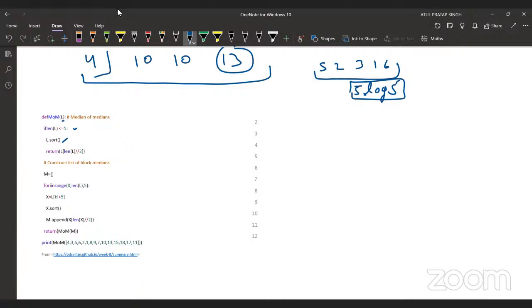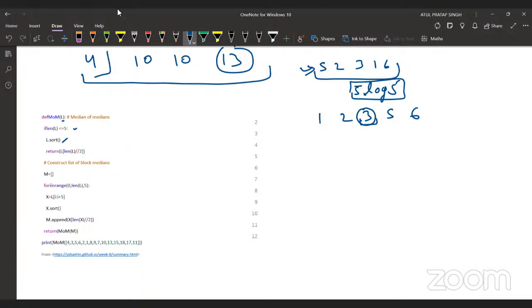We consider this a constant operation, not dependent on our inputs. So 5 log 5 is the constant cost to perform L dot sort if elements are less than or equal to 5. After sorting, 1, 2, 3, 5, and 6, we return the middle element, which is the median of our input list. But what happens if our elements are greater than 5?